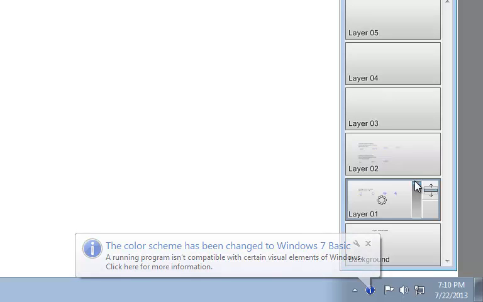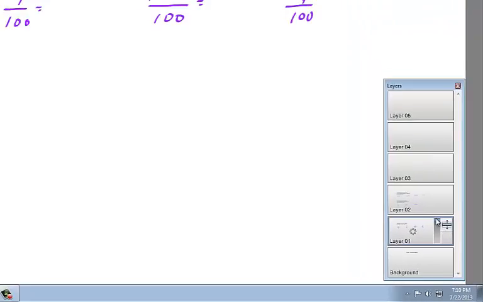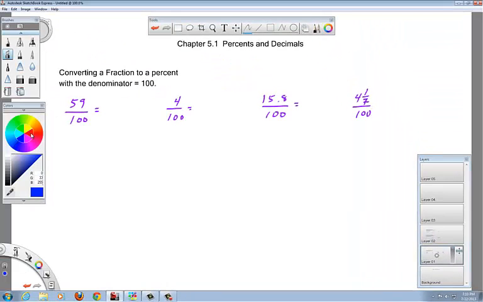Now, this is a very specialized part, but it's where you're converting a fraction to a percent with a denominator equal to 100. So if you look at all those fractions, all four of them, the denominator is equal to 100. Don't expect to see this a lot because it's super easy. It's a big bucket of easy sauce. So here we go. 59 over 100.